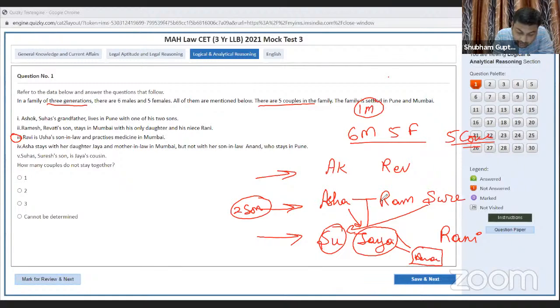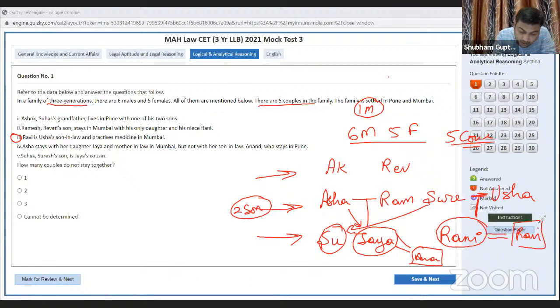He is Jaya's cousin, and Ravi is Usha's son-in-law and lives in Mumbai. So Usha could be only possible here, right? And Usha's son-in-law means he should be married to Rani, correct? So who is this person? Ravi.